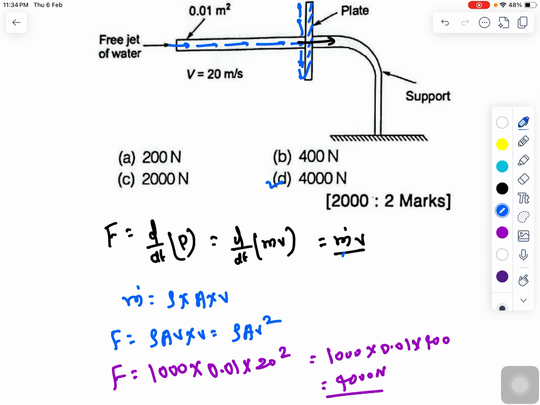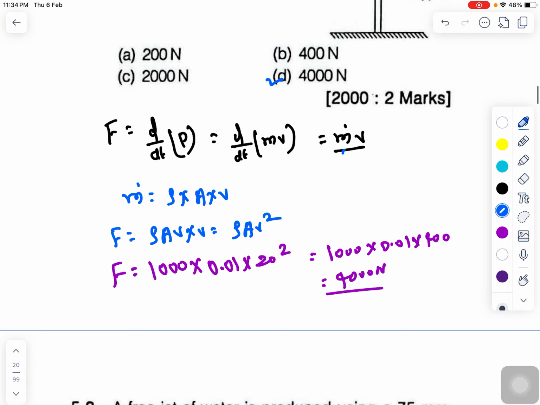If you apply Newton's second law of motion, rate of change of momentum is called the applied force. And how can we calculate the rate of change of momentum? Mass flow rate is given to you, and you can calculate mass flow rate, that is rho into A into v. That is a very important equation in case of fluid mechanics, right? When we talk about fluid dynamics especially, right? Because fluid is in motion.